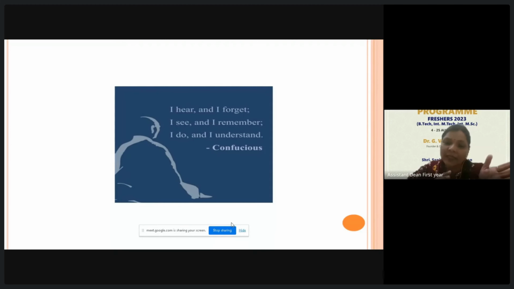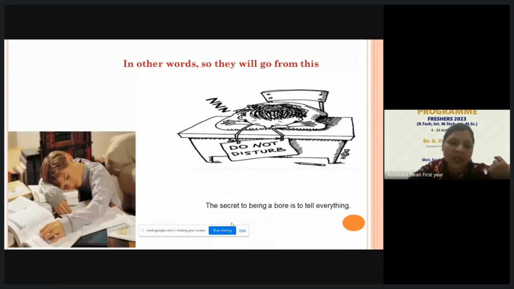So we divide that 1.5 hours in this manner: the first 30 minutes for a particular topic, that is the lecture. In the next 30 minutes, you need to get involved. You have to find the practical applications in your daily life. The next 30 minutes is for the demonstration of different activities associated with it.